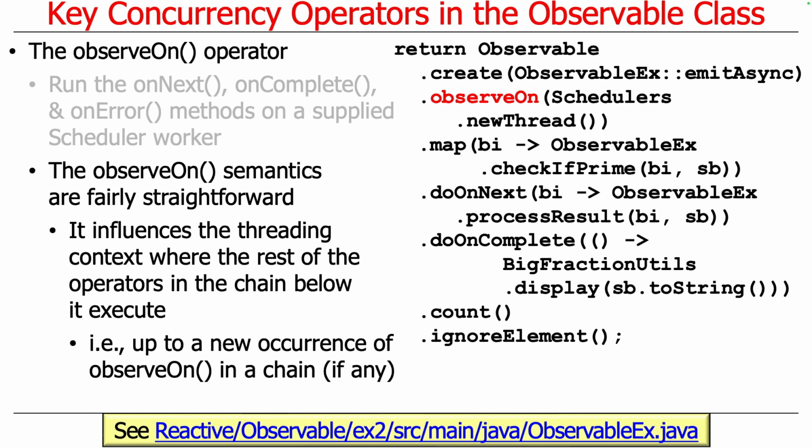And so this will then change where the rest of the operations occur until either the end of the chain is reached or there's another call to observe on, which will potentially change it again.